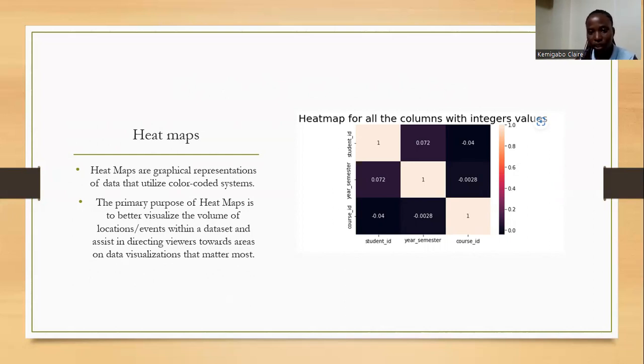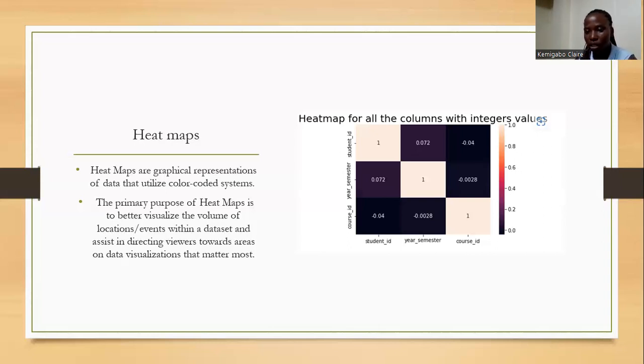For example, in the first column, the student ID maps to the student ID, so that is a positive high correlation, and that's why you're seeing a 1 there. Going down the same column where you see 0.072, we are relating the student ID with the semester ID, and it is a positive low correlation. That's why you're seeing 0.072, and so on down like that.